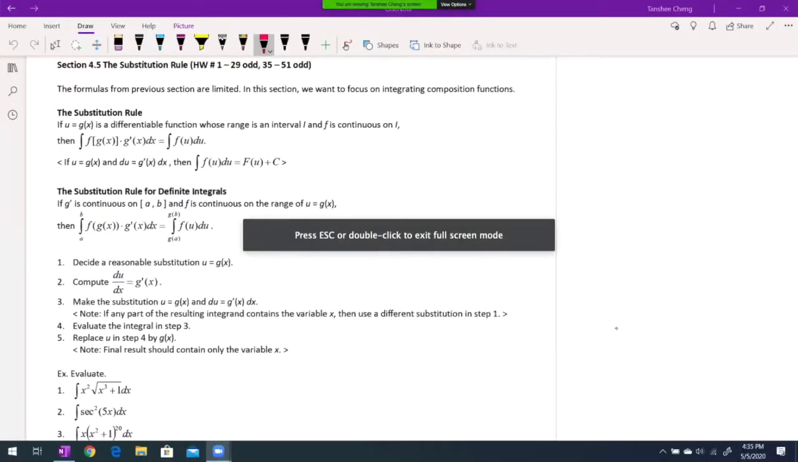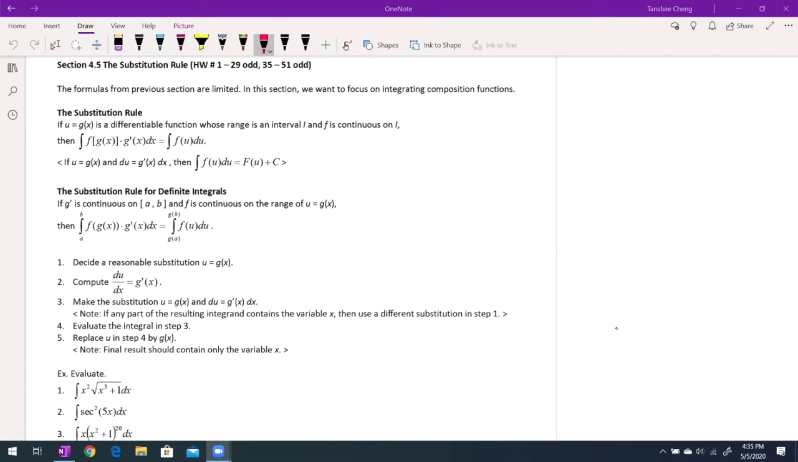We want to talk about this substitution rule, or substitution method, for integrations of a composition function. For Calculus 1 at LA District Community College, this is what we're going to be doing.